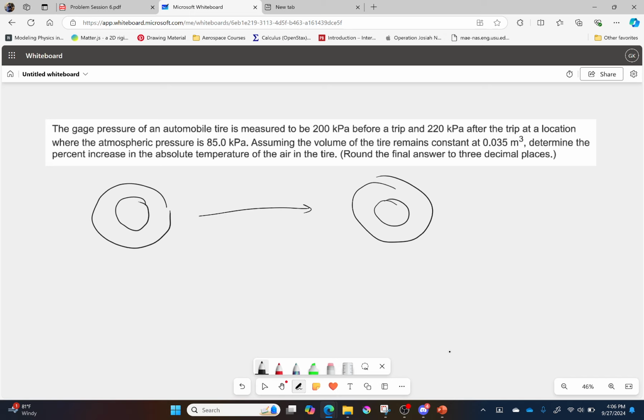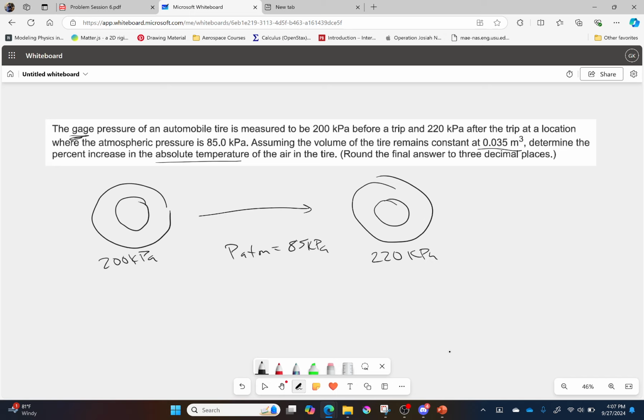So, this is the gauge pressure. That's a key word here. The gauge pressure of an automobile tire is measured to be 200 kilopascals before a trip, and it's 220 kilopascals after a trip. Okay. And atmospheric pressure for both of these is 85 kilopascals. This is assuming the volume of the tire remains constant at 0.035 meters cubed. Determine the percent increase in the absolute temperature of the air in the tire.